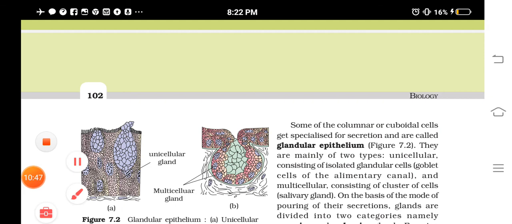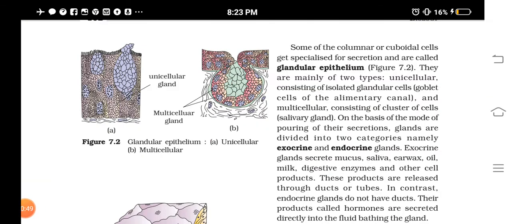epithelial tissues. Now glands are formed by the columnar cells and cuboidal cells when they get specialized for secretion. They are called what? Glandular epithelium. So columnar and cuboidal epithelial cells get specialized for secretion, and now we can call them what? Glandular epithelium.